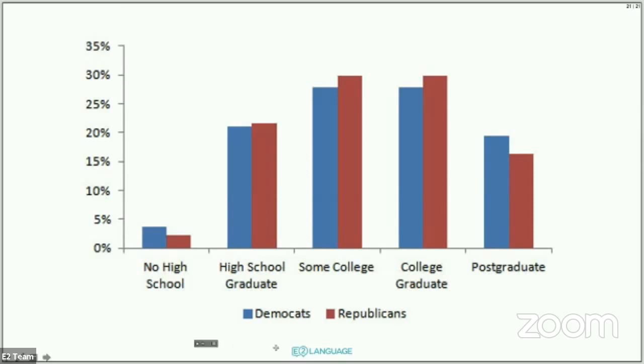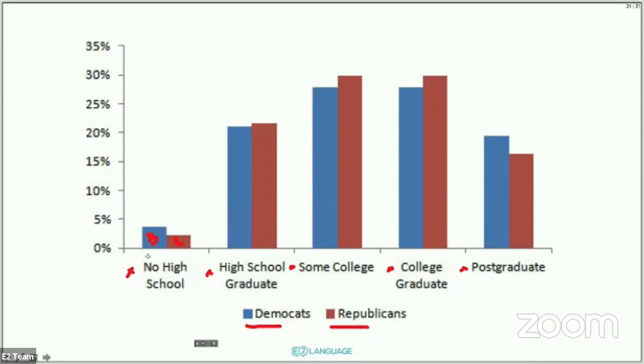Okay. First thing that I notice about this is that there's a blue and there's a red, okay? Blue is for Democrats, red is for Republicans, okay? And then the second thing I notice is the x-axis. No high school, high school graduate, some college, college graduate, postgraduate. Fine. Then I notice over here, percentages.